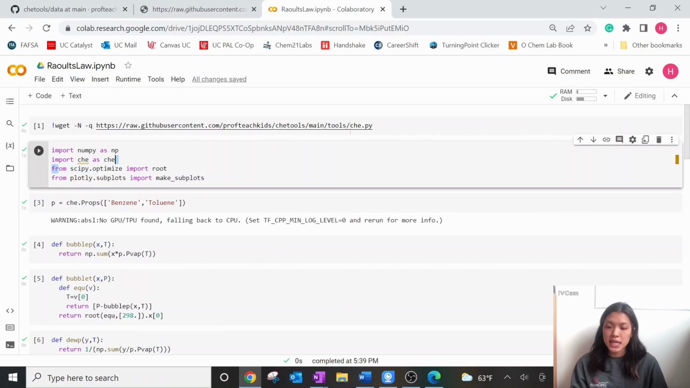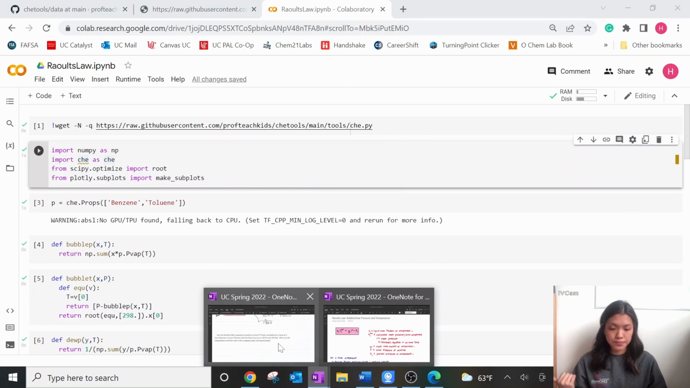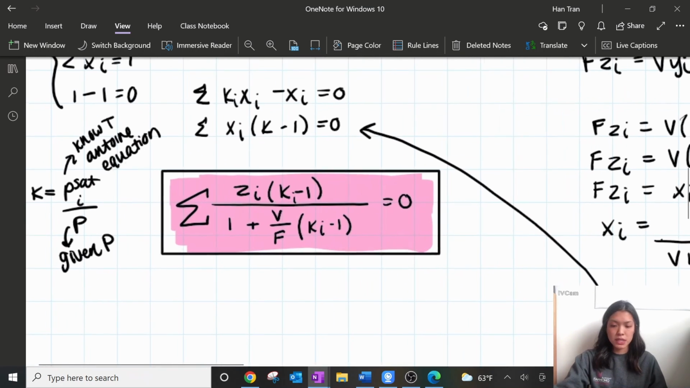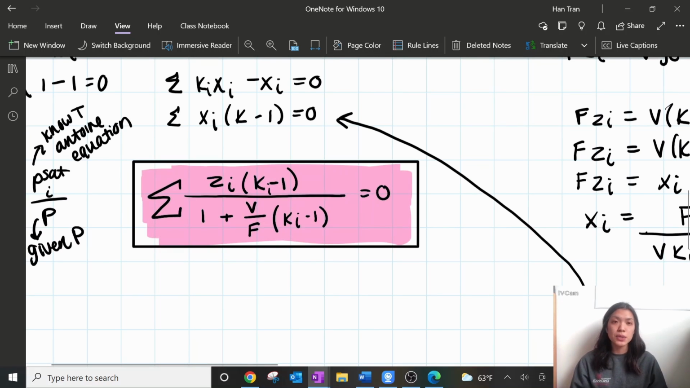From SciPy optimize, we have the import root. Root is a solving function that allows us to solve equations that are vectors. When we have a function that gives us an equation, we can use the root solver with that function and an initial guess, and it will solve the equation for the unknown in the equation, as long as the equation is set equal to 0. We have the summation equation here set equal to 0. That's the equation we'll be using, and that's the equation that the root solver will be solving.